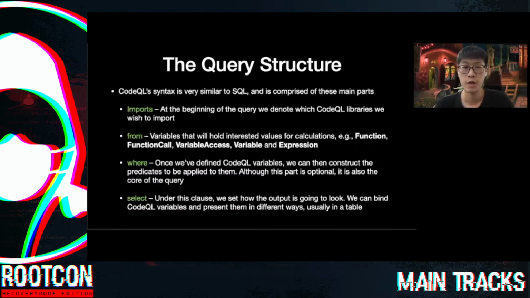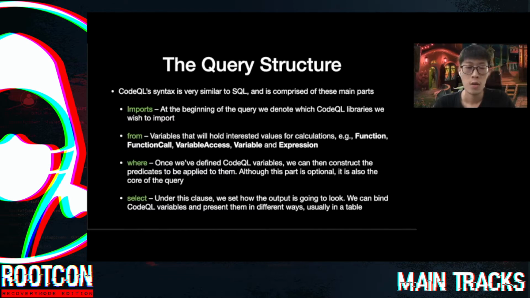So here's the query structure. CodeQL syntax is very similar to the SQL language, and is comprised of these main parts. The first one is import. At the beginning of the query, you will use import to import the libraries that we are about to use in the following context. And then from. From is the place where we declare variables that hold our interested values for calculations, such as function, function call, variable access, variable, and expression.